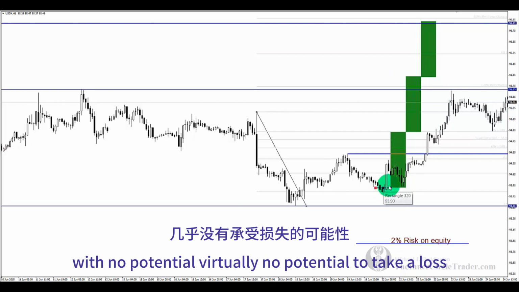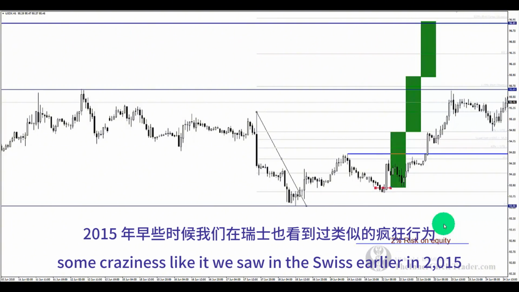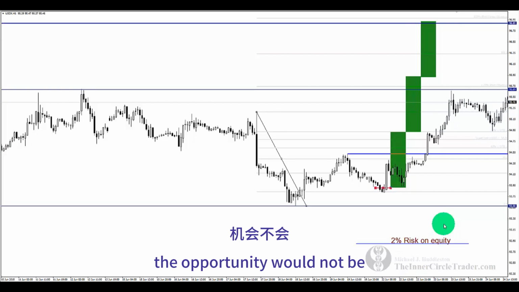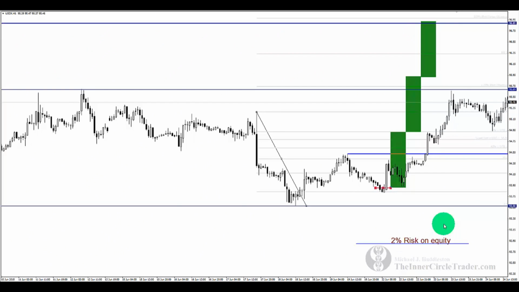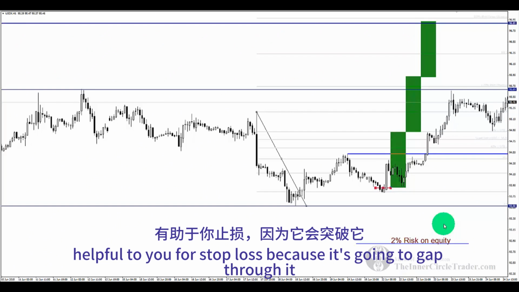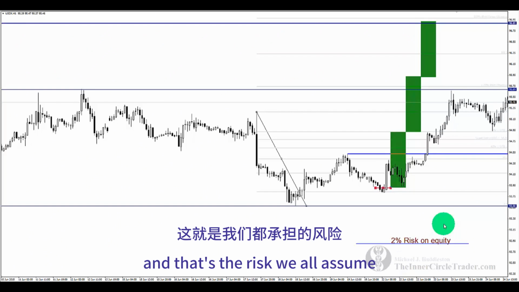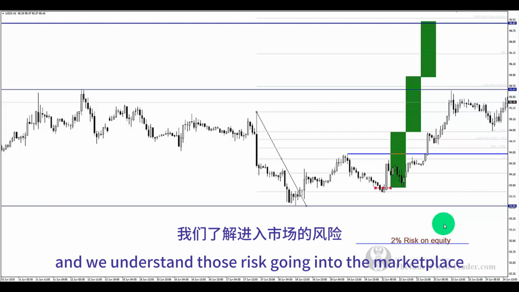Obviously, if the market gaps down, some craziness like we saw in the Swiss franc earlier in 2015, the stop loss would not be helpful to you because it's just going to gap through it, and that's the risk we all assume, and we understand those risks going into the marketplace.